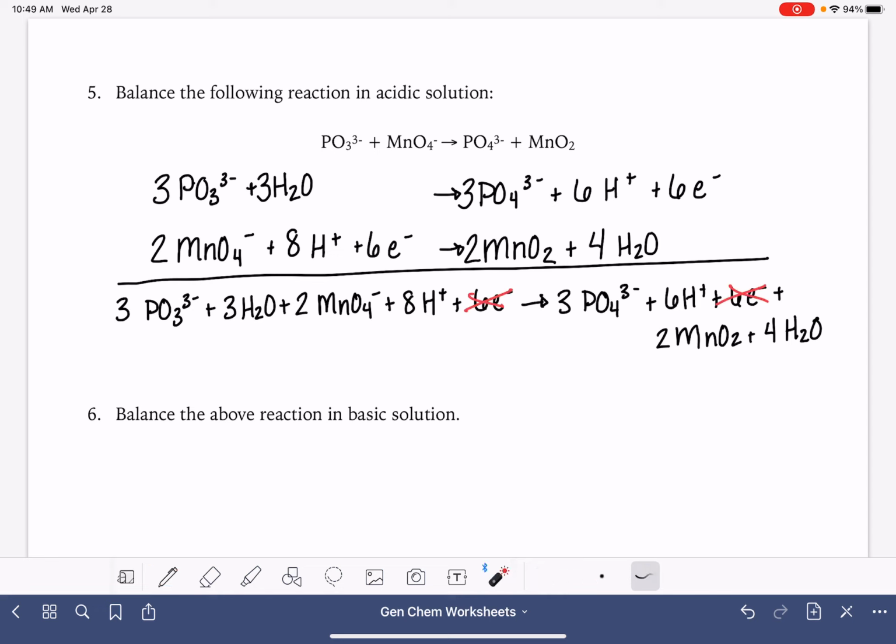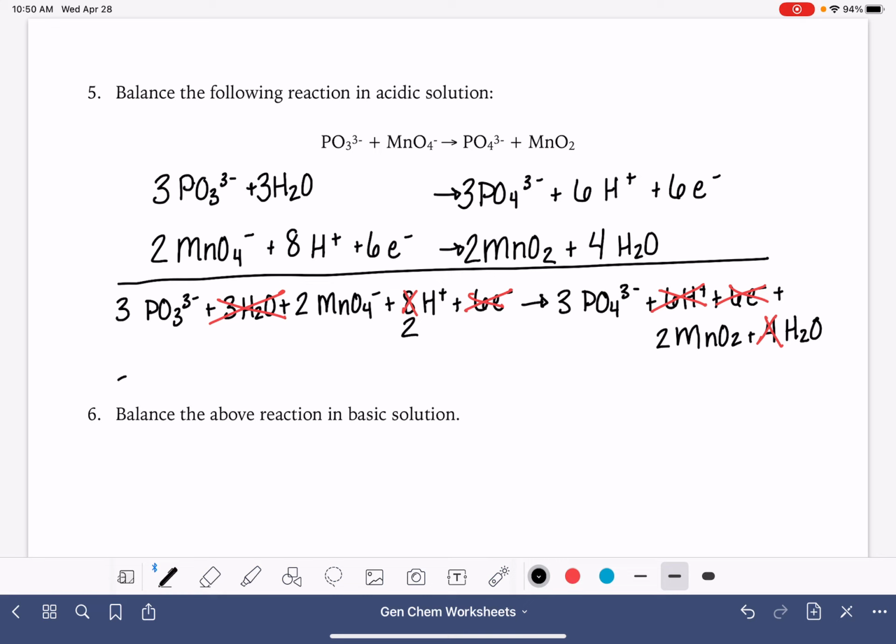We also can cancel water. We have 3 waters on the left and 4 waters on the right. So we can remove 3 waters from both sides. That's going to take us down to just 1 water on the right-hand side. Oh, we can also cancel H+. We have 8 on the left and 6 on the right. We can remove 6 H+ from each side. So that's going to take us down to 2 H+ over here.